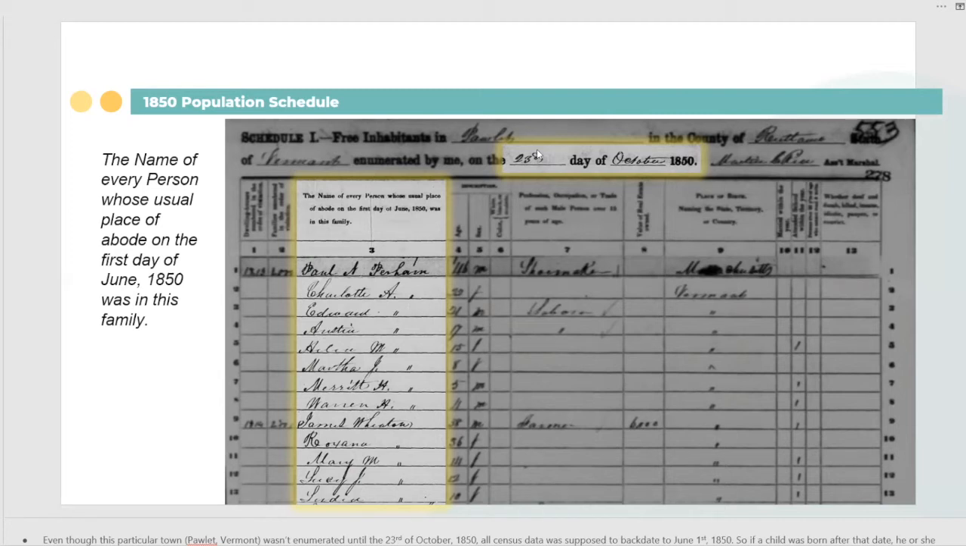If somebody died before June 1st, or after June 1st, that's right. I had to stop and think about that for a second. After June 1st, they were supposed to be counted anyway because they would have still been alive, even if they weren't alive by October.